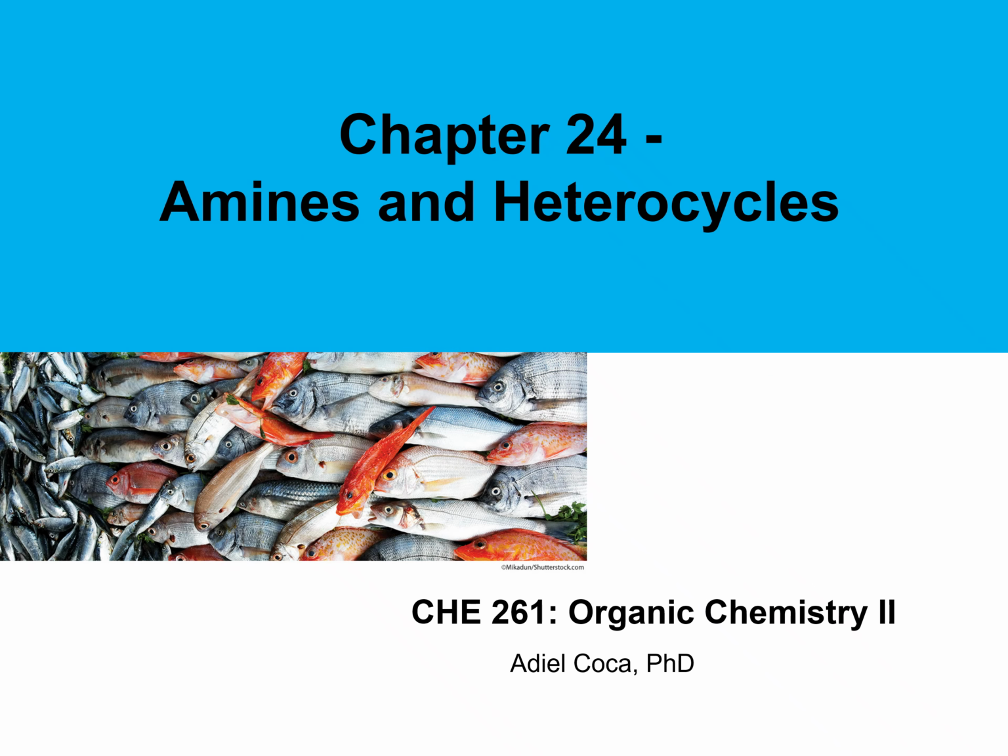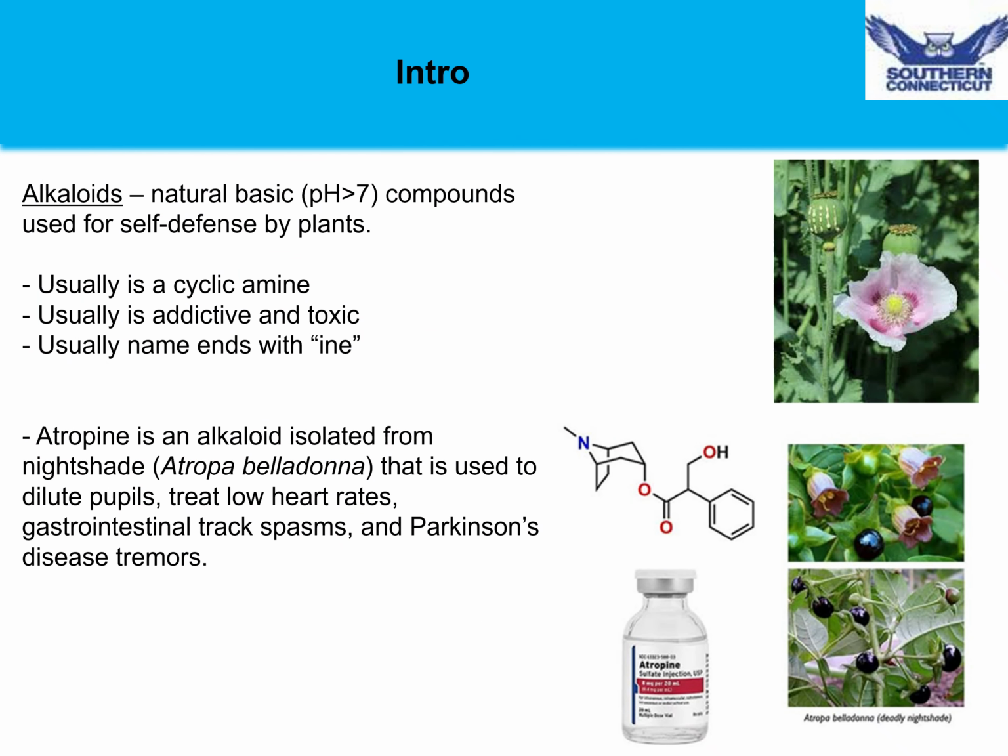In this chapter, we'll discuss the chemistry of amines and heterocycles. Many amines exist in nature naturally as alkaloids. Alkaloids are naturally basic compounds that are typically used for self-defense by plants. Typically, alkaloids will have a cyclic amine. They're usually addictive and toxic, and their names typically end with INE to indicate the fact that they are amines.